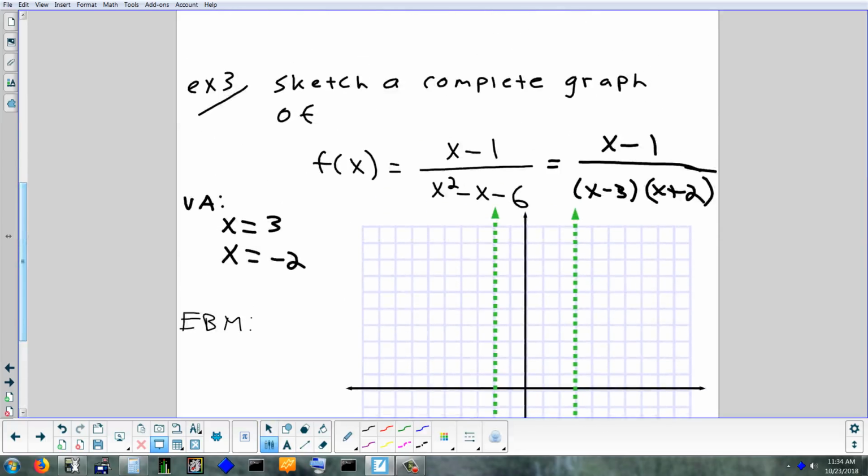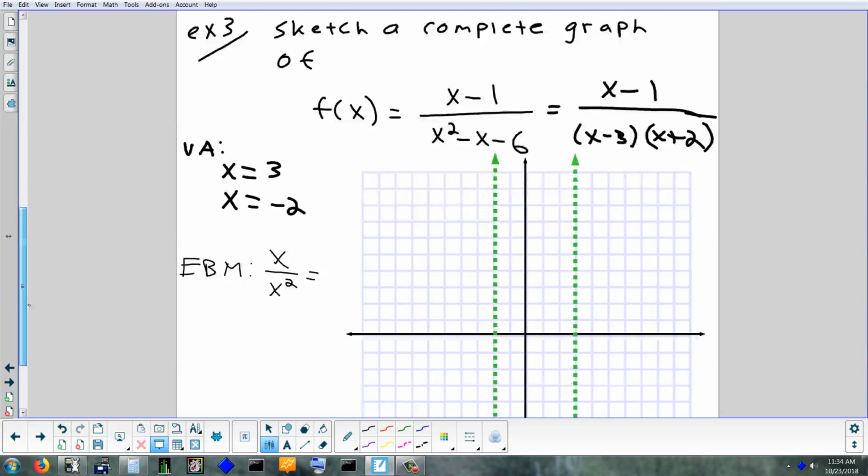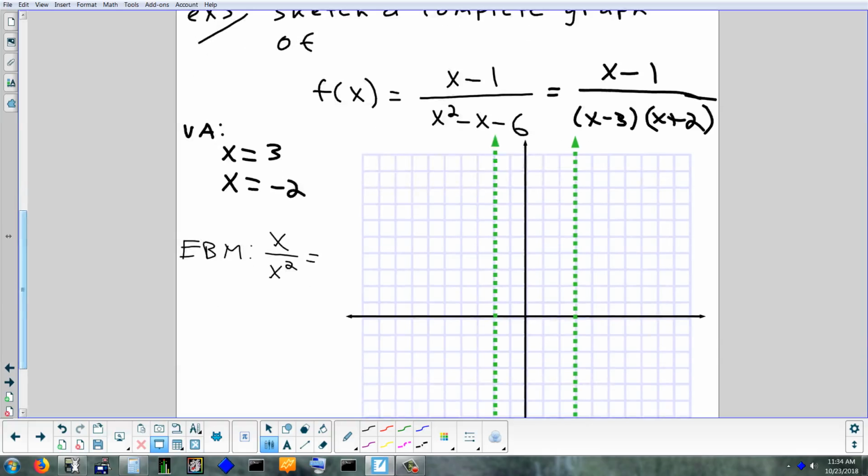Okay. How would I write my end behavior model here? It would be what over what. And for that, it helps to look back at the original problem, not the factored form. Factored form is good for some things. It's not good for other things. Yeah? x over x to the second. x over x to the second, which reduces to x to the zero over, or no, negative x.